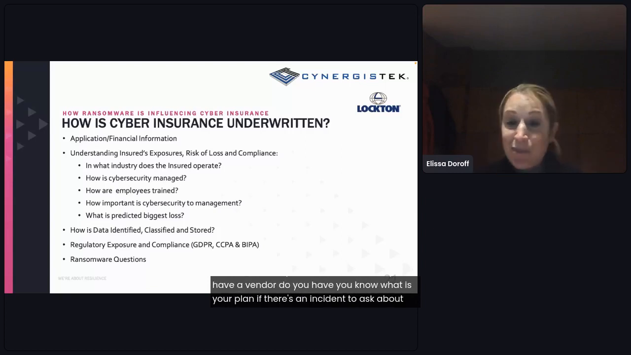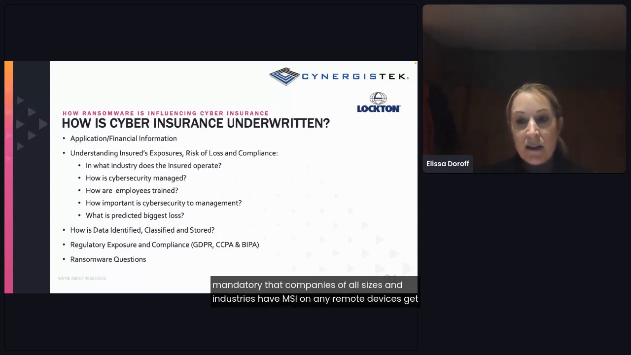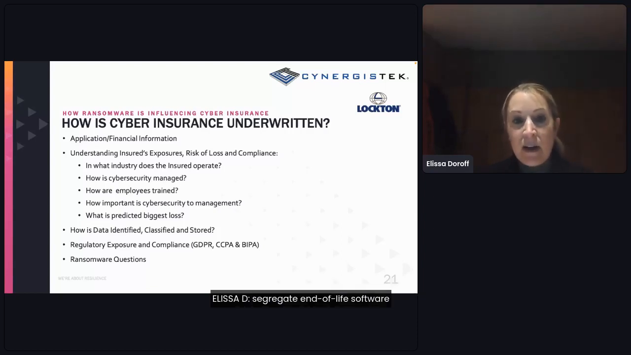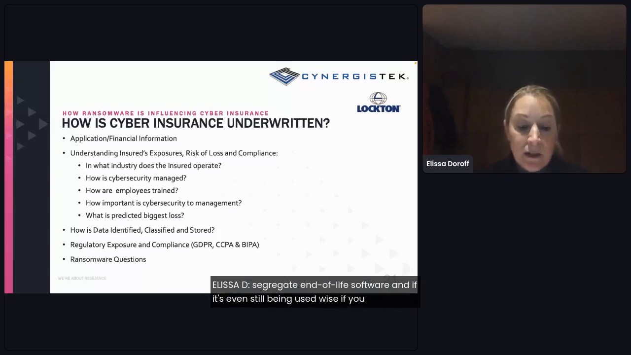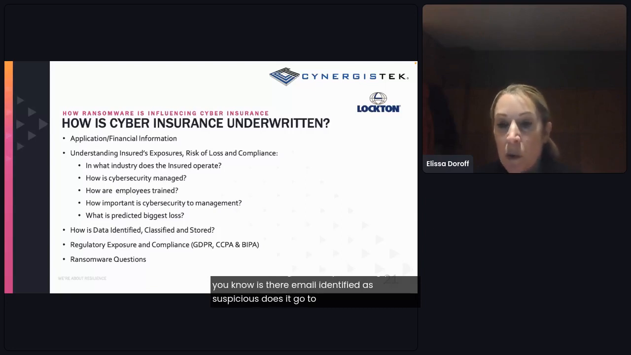It is now mandatory that companies of all sizes and all industries have MFA on any remote devices getting into the network, through the vendors, employees. Any device that's accessing the network must have MFA in place. There must be an EDR tool, endpoint detection and response. There must be a way of monitoring for anomalous behavior. Do they have a practice to segregate end of life software? And if it's even still being used, why is it being used? Is suspicious email identified? Does it go to a quarantine?